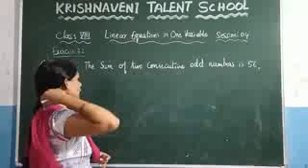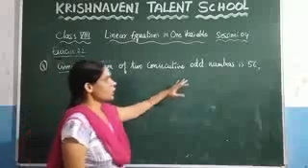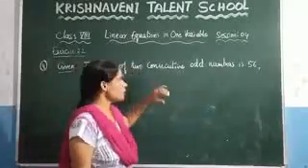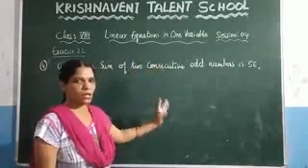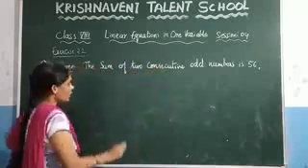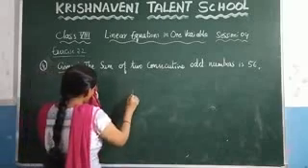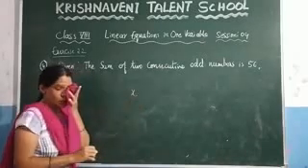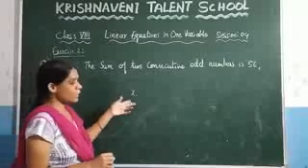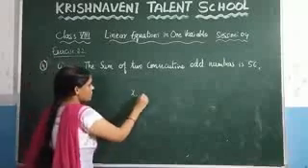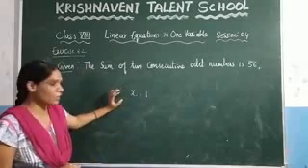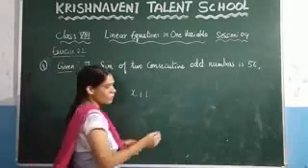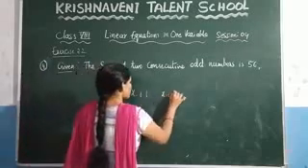What is the condition given here? The sum of the two consecutive odd numbers is 56. What is meant by consecutive? Consecutive means the next number, we call it a consecutive number. Here let us consider x as an odd number. Then what will be the consecutive odd number? Let us consider x plus 1 as one odd number. Then what is the next consecutive number, which is x plus 2.